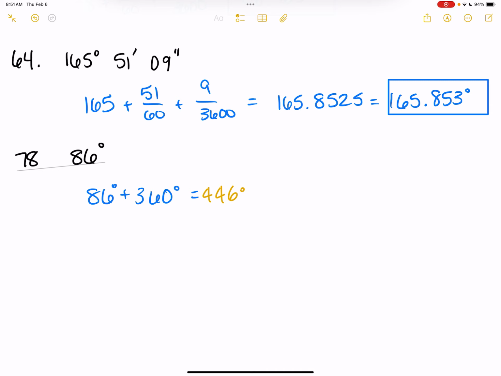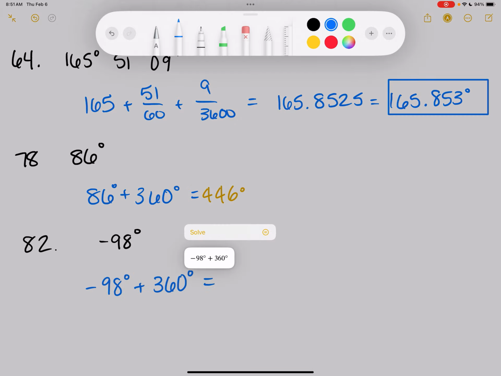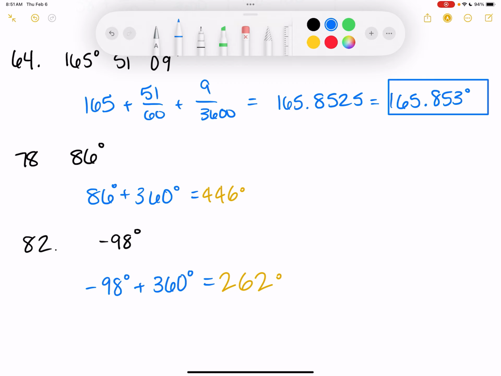So anyway, I added 360 to that one. 82 is negative 98 degrees. So we'd have negative 98. I know to get positive, I'm going to have to add 360, so plus 360 degrees. 262 degrees.